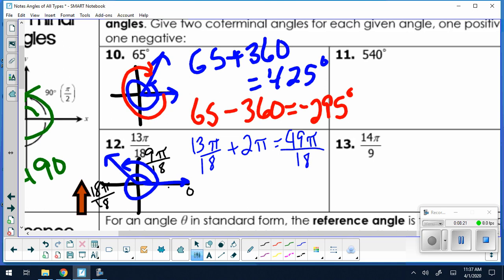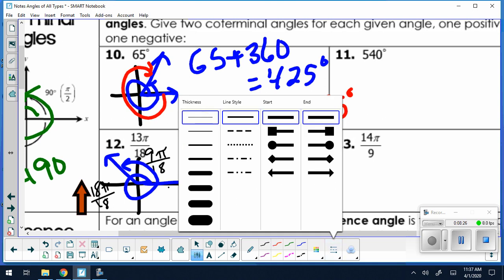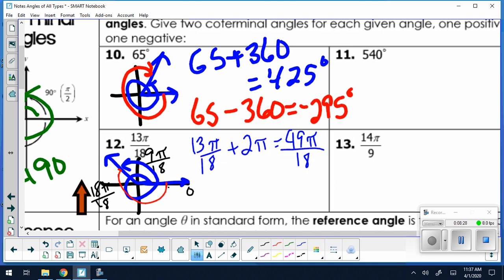And then to find the negative one, I'm going to loop clockwise. I'm going to come this way. I'm going to do 13 pi over 18 minus 2 pi. Then again, I'm going to be a little lazy. I'm going to go 13 fraction 18 minus 2 and switch it to an improper fraction, negative 23 over 18. But don't forget the pi.